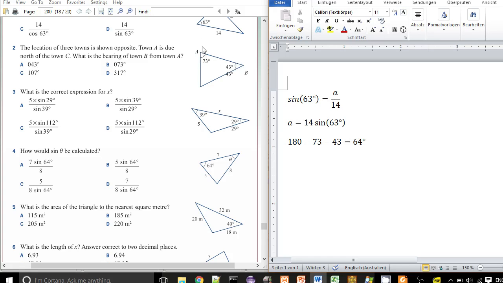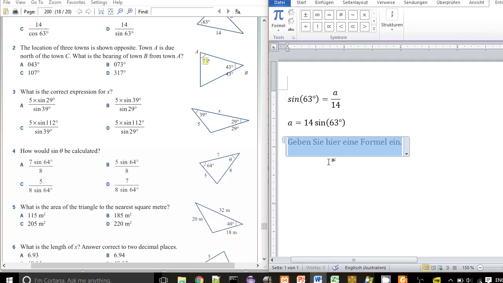We need this B from town A. So imagine there's a vertical line here. We're looking at this angle. So we need 180, take away 73. Okay, sorry, I made a mistake, but at least I noticed it. That'd be embarrassing. What if 64 was an option? Then I'd be done for. Okay, 107. This one, C. Alright, next one.